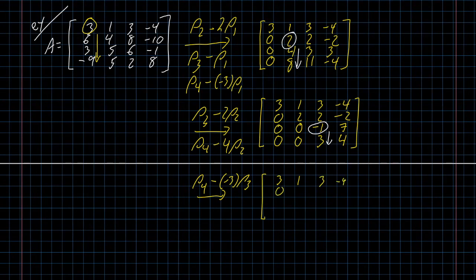All right, so the first row, the second row, the third row all stay the same. And then the last row, 3 plus negative 3 is 0. 4 plus 21 is 25.